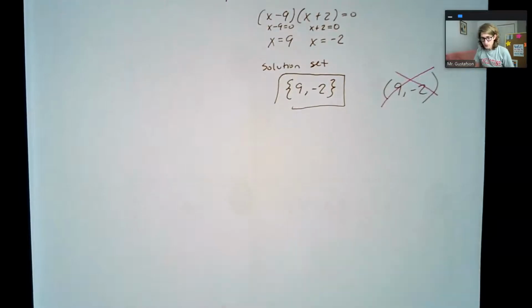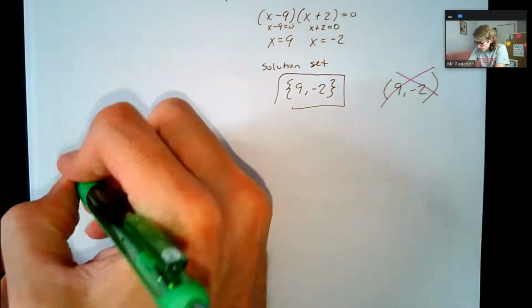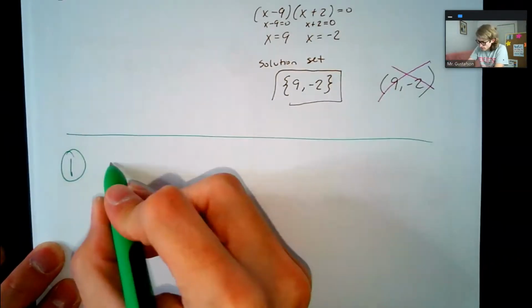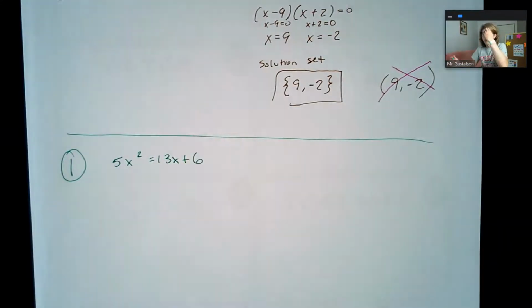This is straightforward. Method number 2 is not to find the 0, but to find intersections. So I'll rename this 1 because we're doing a different method now. Let's solve 5x squared equals 13x plus 6. Now, this is a quadratic. We can move everything to one side so that it equals 0. I don't think... No, this one actually is factorable. You could factor it. You could use quadratic formula, but let's use the calculator to do this one.